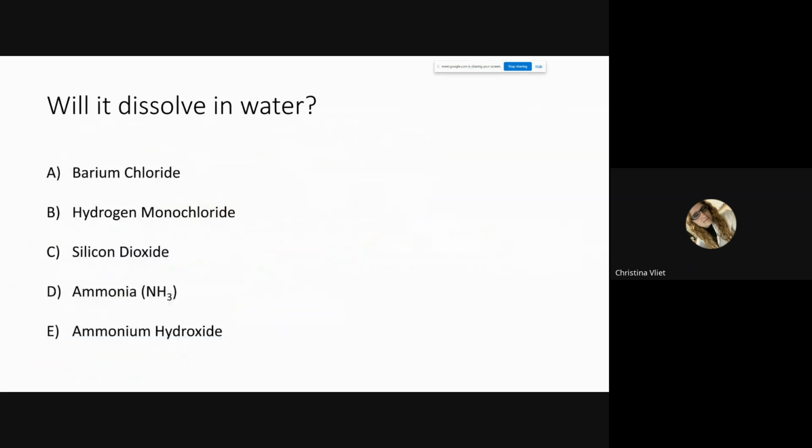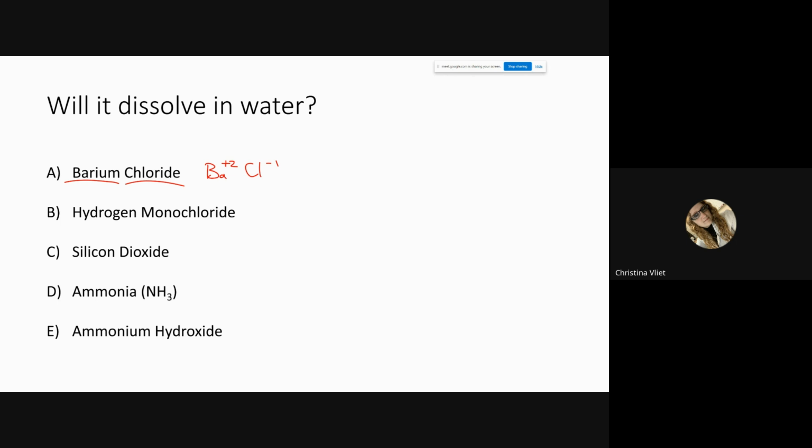Alright, so we've got another set. Will it dissolve in water? Well, there's 5 of them to evaluate. So all of them, will they all dissolve in water? It was up for 1.5 seconds. Yeah, it's a yes. Will it dissolve in water for A? Yes. Why? Because it has a partial, not partial, it has a full charge. It has barium and chloride, 2 charges, barium Ba plus 2, Cl minus 1. That has charges, it's ionic, right?